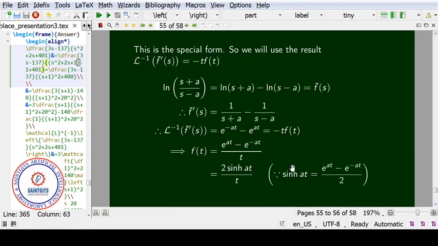As a final step, we are going to simplify this e raised to at minus e raised to minus at. We already know sinh at is equal to e raised to at minus e raised to minus at by 2. In the numerator we have e raised to at minus e raised to minus at. So substitute e raised to at minus e raised to minus at by 2 into sinh at. So we get this simple expression. So L inverse of the log form becomes 2 sinh at by t. In the case of cot inverse and tan inverse, we will do the same procedure. First of all, we write the given s function as f bar of s. If it is log, cot inverse or tan inverse, find out f bar dash of s, then apply L inverse, and we get the result.